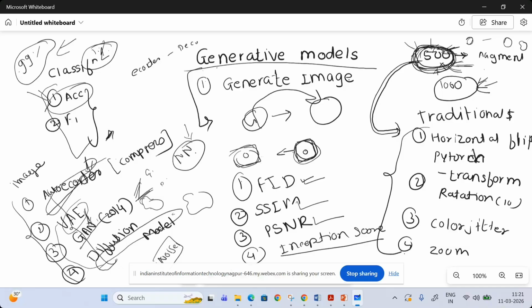So the topic for today's session is the generative model. There are different performance metrics related to generative models, and you can evaluate the performance of your generative model with these metrics. And there are different models: the autoencoder, the variational autoencoder, then GAN, and nowadays we are using the diffusion model. This is a state of the art technique to generate images.